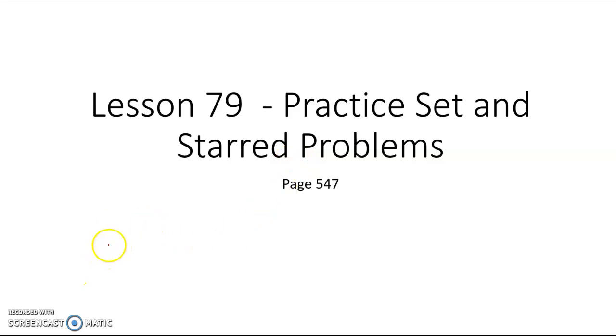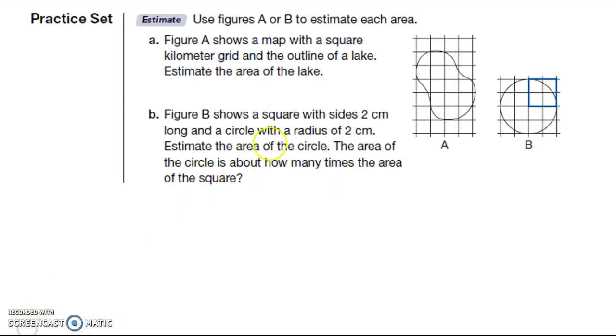This is Mrs. Ross and this is lesson 79, practice set and starred problems. Okay, so this is kind of weird because it's strange areas, so hang with me. But let's look at figure A. It says figure A shows a map with a square kilometer grid and the outline of a lake. Estimate the area of the lake.